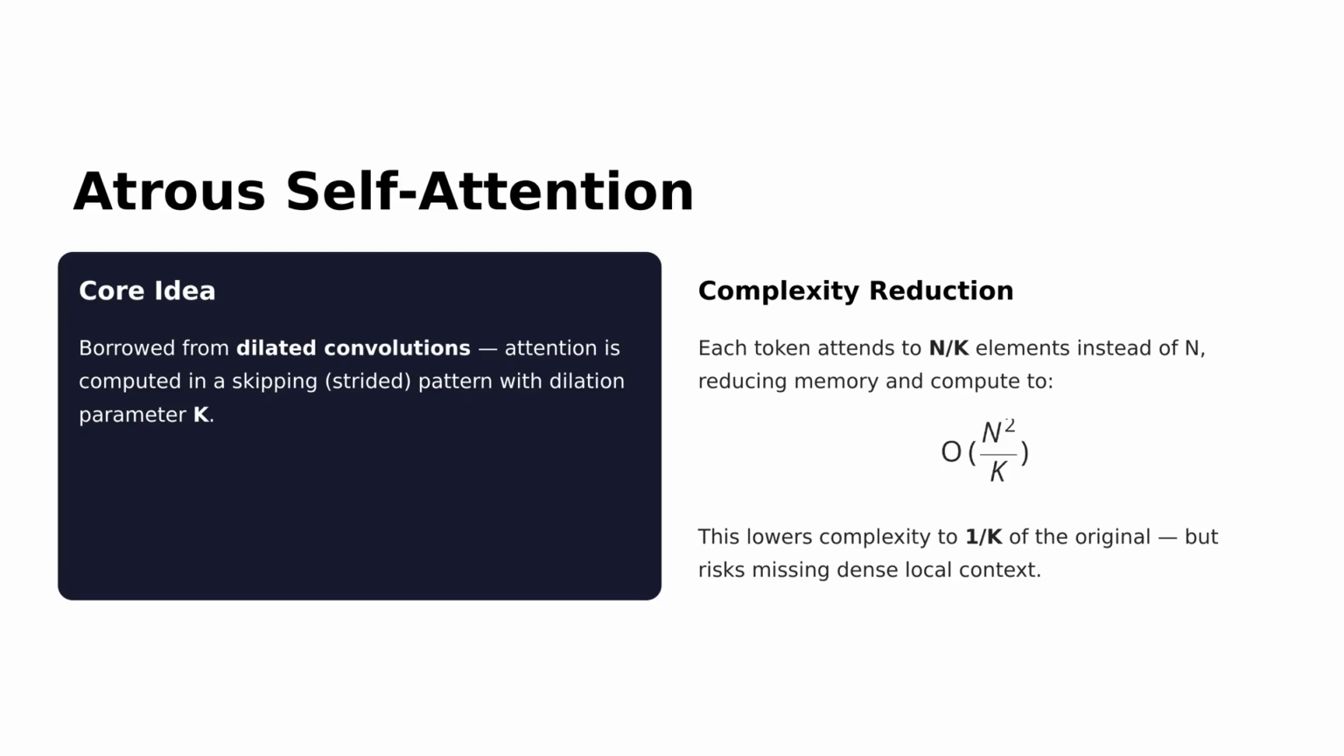Let's delve into Atrous self-attention. This concept is inspired by dilated convolutions, where attention is calculated in a strided pattern influenced by a dilation parameter, k. By allowing each token to focus on only n divided by k elements, we significantly reduce memory and computational demands. This approach brings down complexity to just 1 over k of the original. However, it's important to note that this might lead to missing some dense local context.